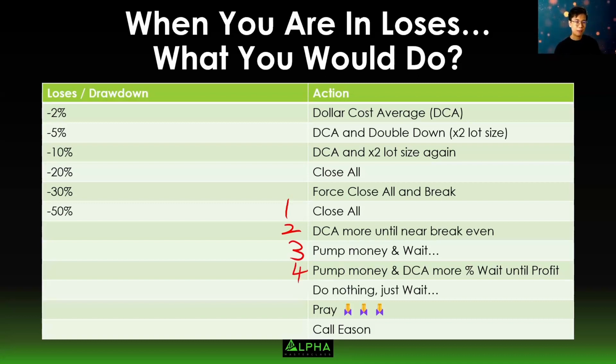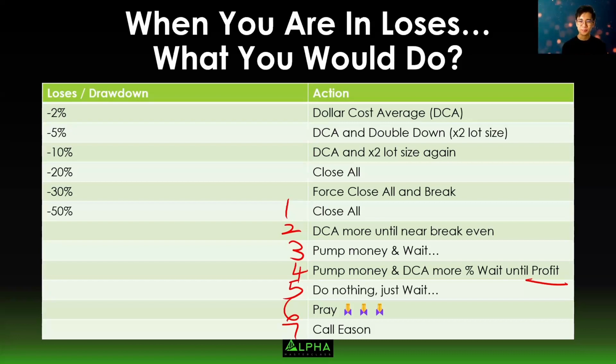Number 4, I pump in more money, get a personal loan, pump in money from brother and sister, dollar cost average. This is the chance for me to profit. I will wait until profit, only then will I exit. Number 5, do nothing, just wait. Number 6, go to temple and pray. Go to any place you like to pray. Number 7, call Eason. Normally die straight, right? This is the last strategy.